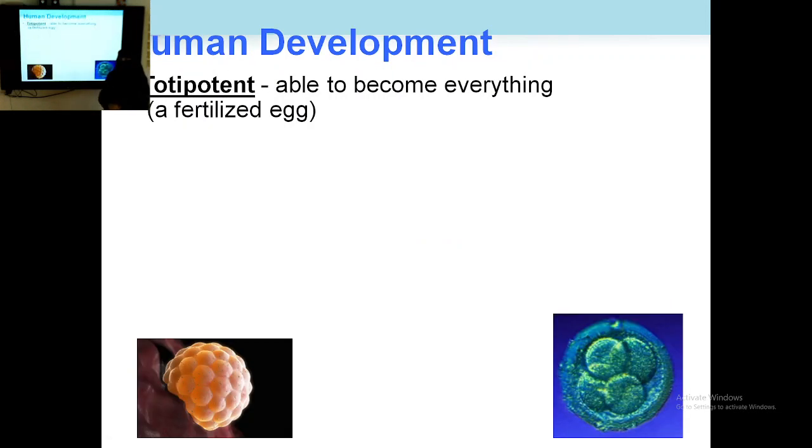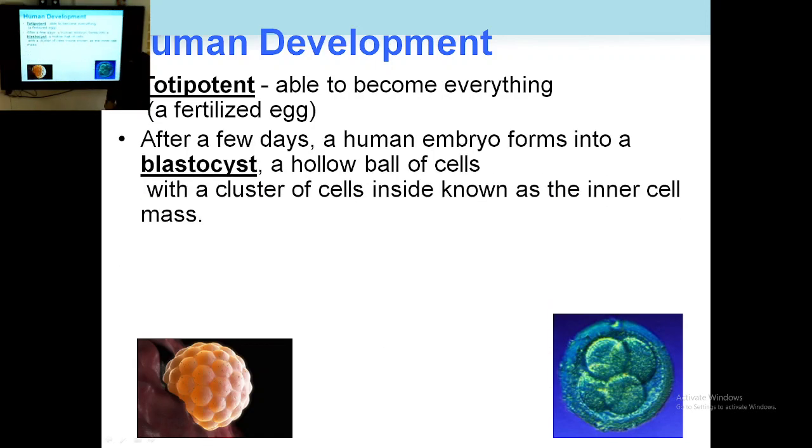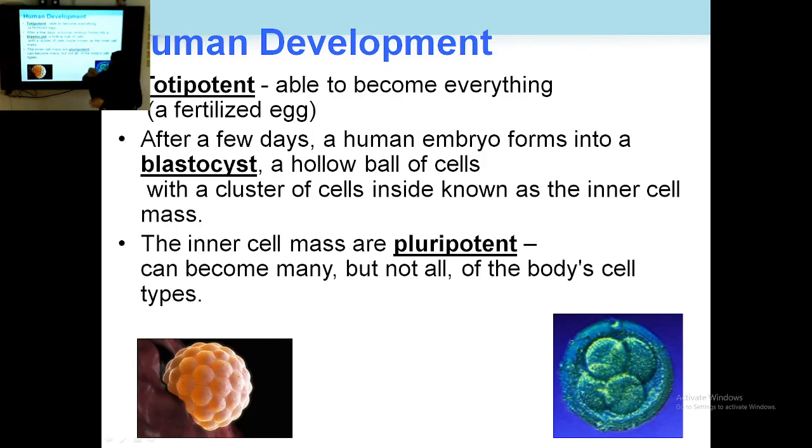For human cells, there are multiple types of cells. Let's start with the totipotent cells, which are able to become every type of cell. An example of these totipotent cells is the fertilized egg. A fertilized egg is capable of forming every type of cell, okay?